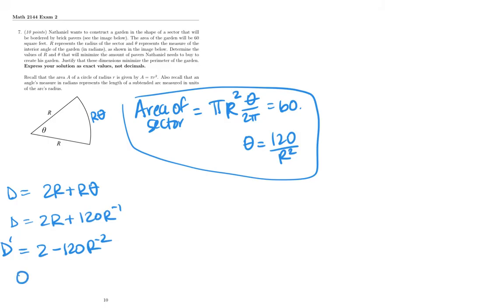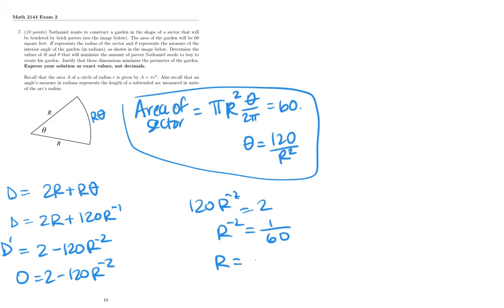And then I can set that equal to 0. And I can solve for r. So I get 120 r to the minus 2 is equal to 2. I can divide that over. And then I can take both of those to the minus 1/2 power. So I get square root of 60 is my critical point. And then I need to check that that is a minimum.